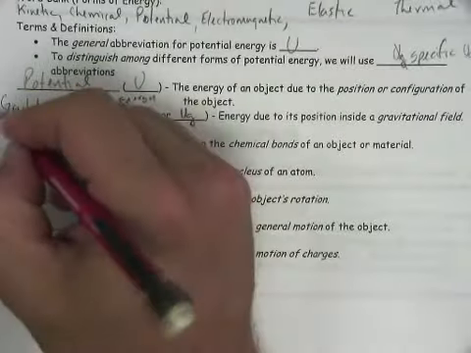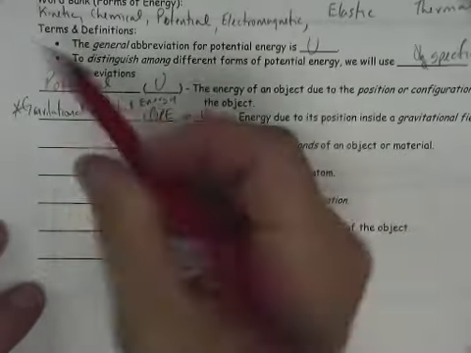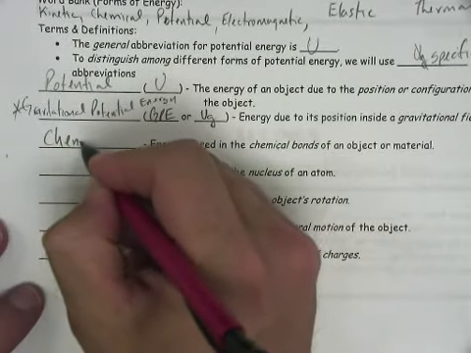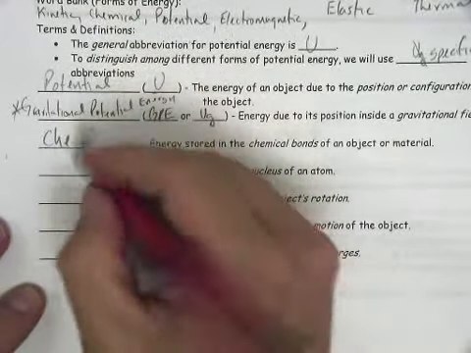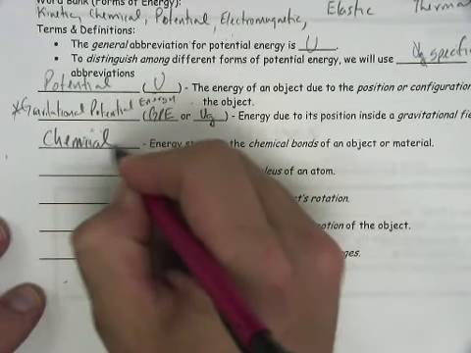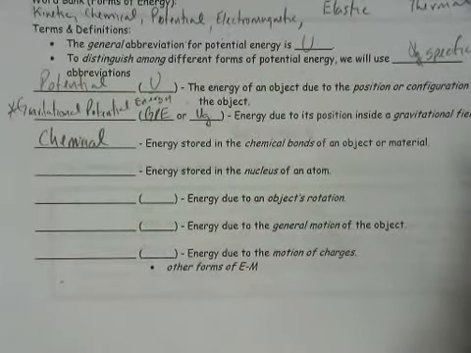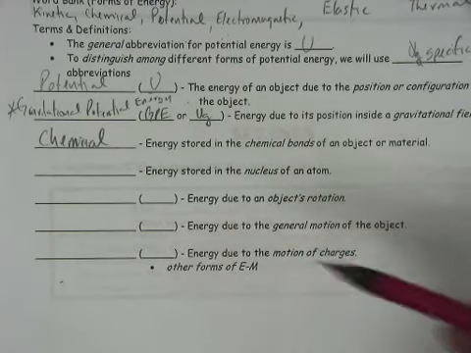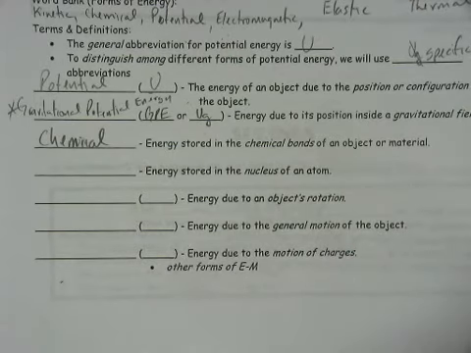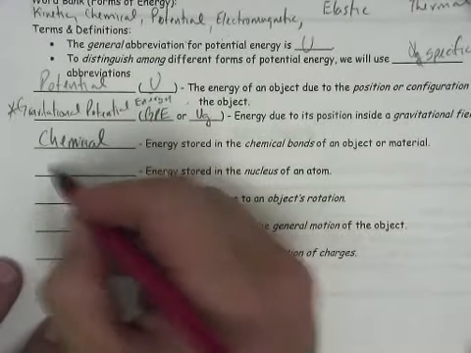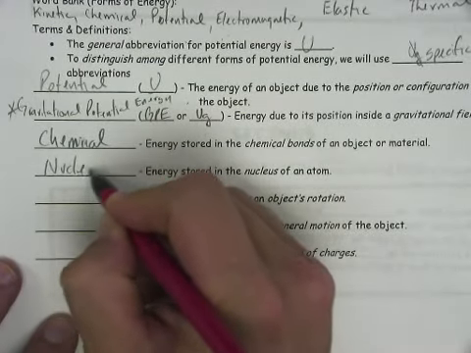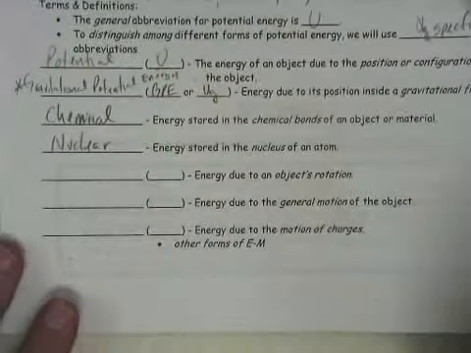Okay, the next one, energy stored in the chemical bonds of an object or material, and hopefully you picked up on the fact that that's going to be chemical energy. We're not worried about an abbreviation for that one, but I want to make you aware of it. Energy stored inside the nucleus of an atom. Hopefully you recognize that's nuclear energy.